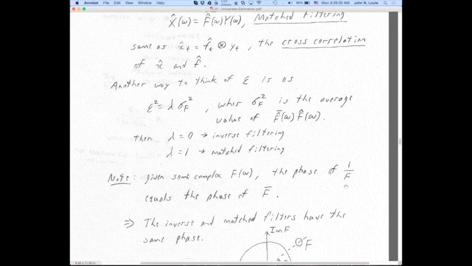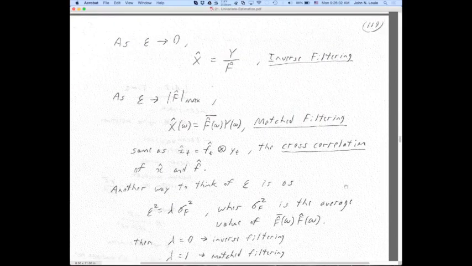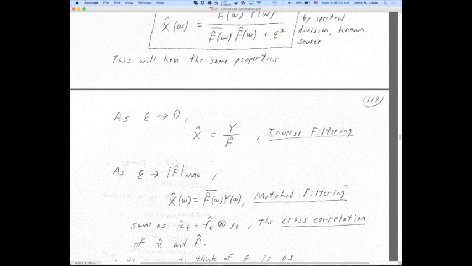Yeah. Up a little bit more. Just the next page, right there.